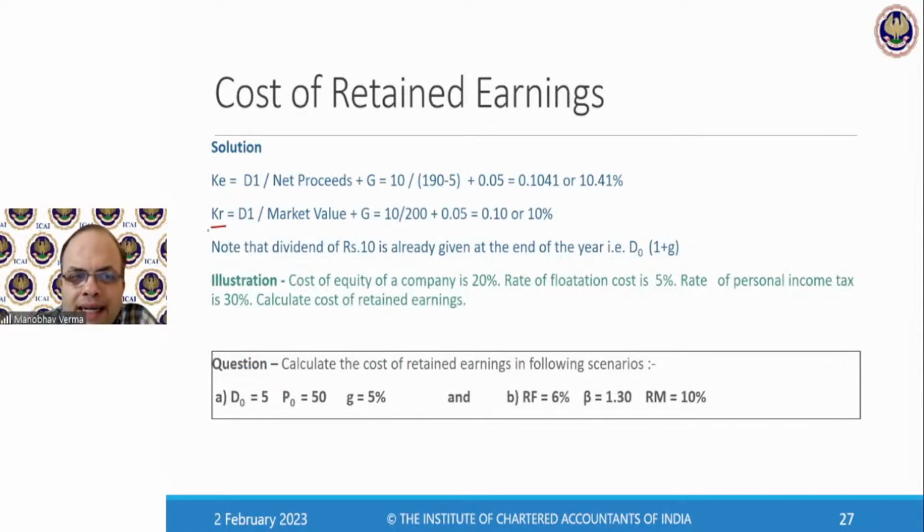So the cost of retained earnings was very simple, 10%. But for the new equity here, we are looking at 10 upon 185 plus 0.05. That gives us 10.41%. I think some of you calculated 10.38 or something. I believe that is now corrected. I think some of you got confused between market price and net proceeds. So market price for the existing equity, net proceeds for the new equity.